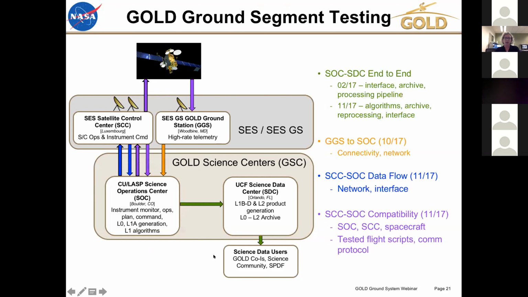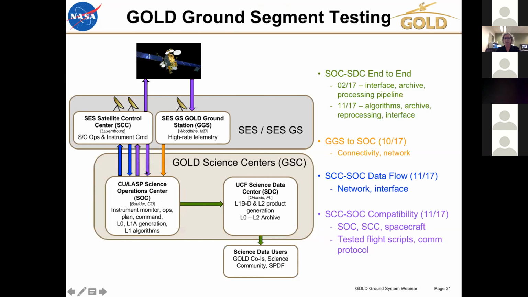So again, all of those interfaces were tested, and then we were able to test the GOLD ground station to SOC connectivity in the network in October of 2017. In November of 2017, we tested between the satellite control center and the SOC, both the network and the interfaces. So that was a fairly straightforward test.